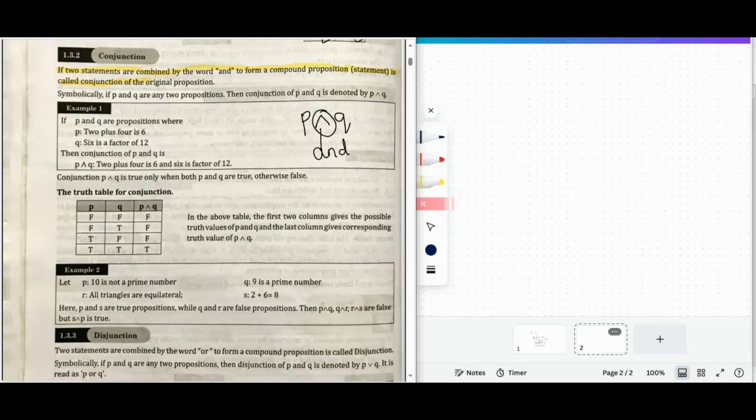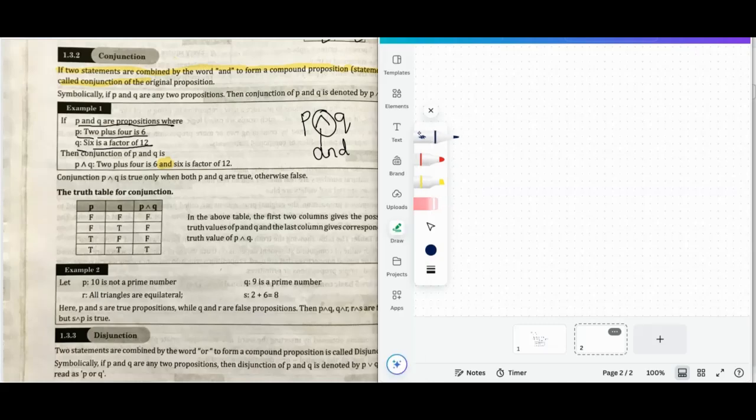Okay, so for example, P and Q are two propositions. P: 2 plus 4 is 6, and Q: 6 is a factor of 12. So when you combine P and Q, it becomes 2 plus 4 is 6 and 6 is a factor of 12. So when we combine two statements by using "and", that is called a conjunction.